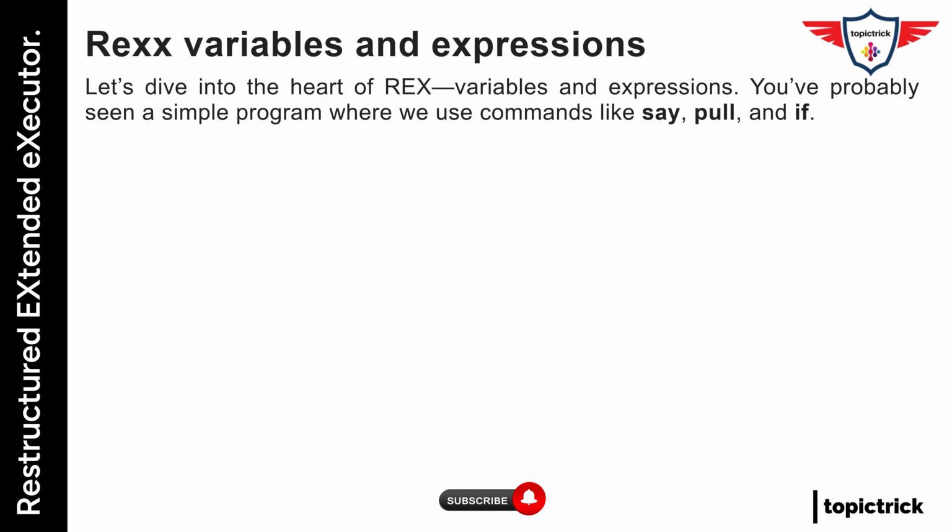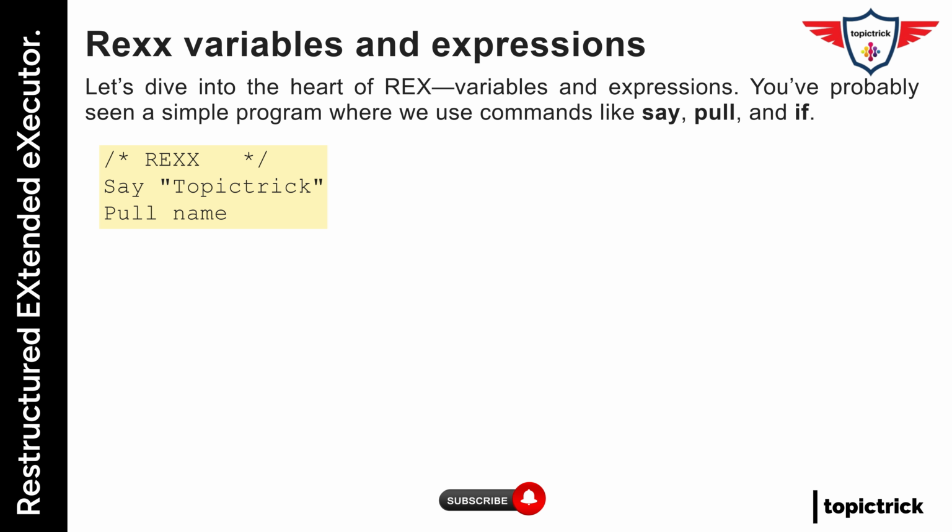Let's dive into the heart of Rexx: variables and expressions. You've probably seen a simple program where we use commands like say, pull, and if. These instructions are always followed by one or more elements they work on. For instance, say is used to display output, and it's followed by whatever text or value you want to show. Pull grabs input from the user and assigns it to a variable.